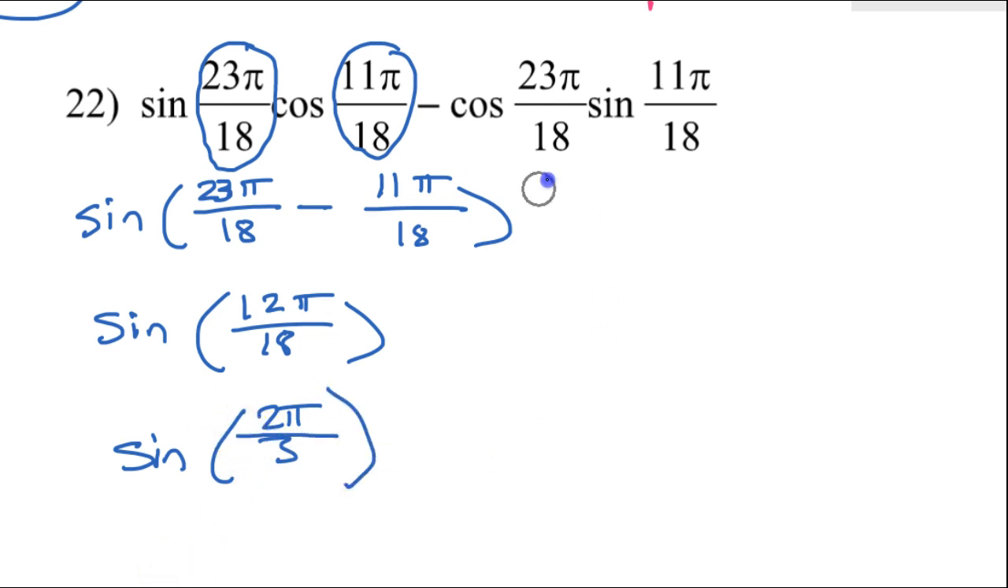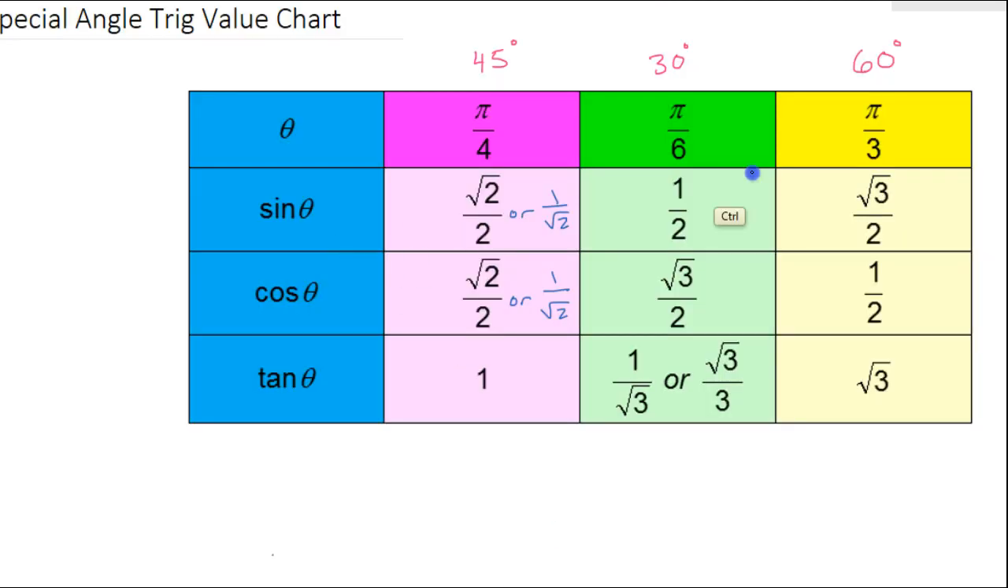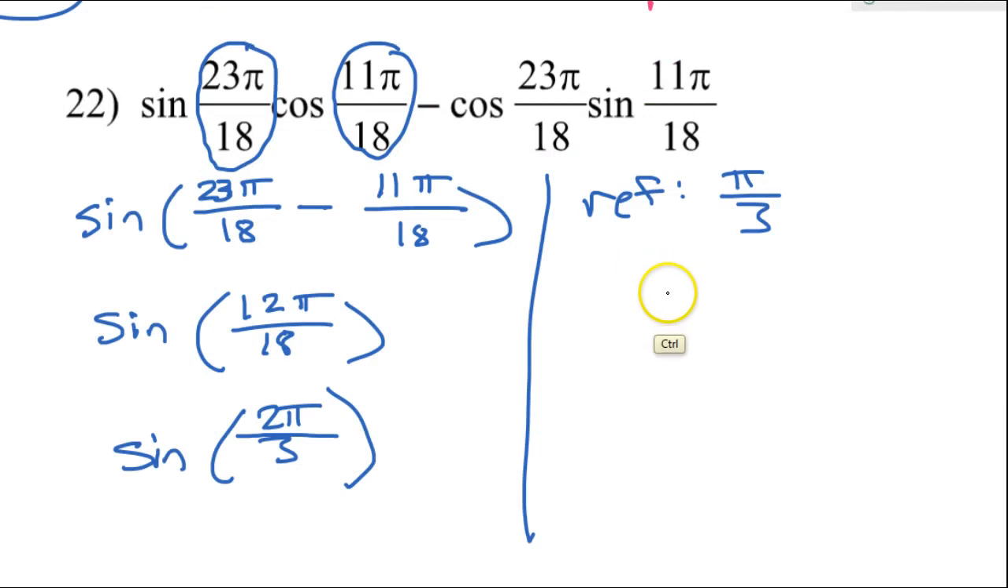Looking at that denominator, I'm happy to see that the reference angle is pi over 3. I know that the sine of pi over 3 is radical 3 over 2. So the answer is going to be either radical 3 over 2, or negative radical 3 over 2.